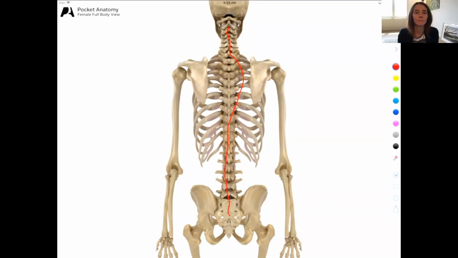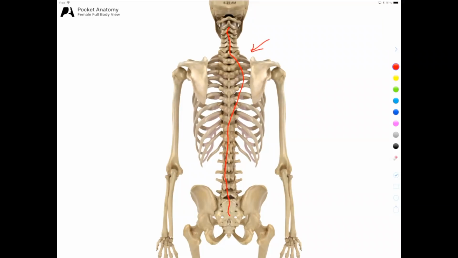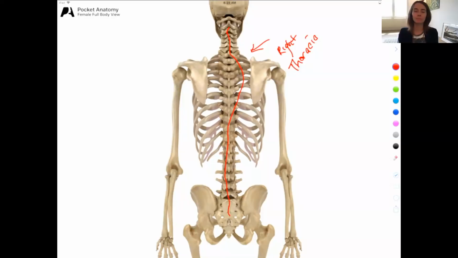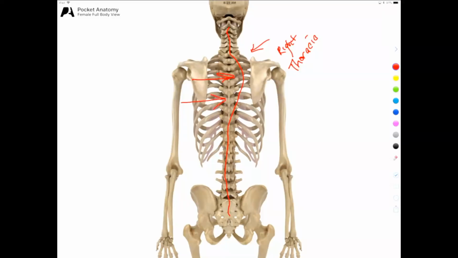So you see this would be what's called a right thoracic. That's the most common, because most people are right-handed. Okay. So we have this lateral deviation in the normal curves of the vertebral column. That's scoliosis.